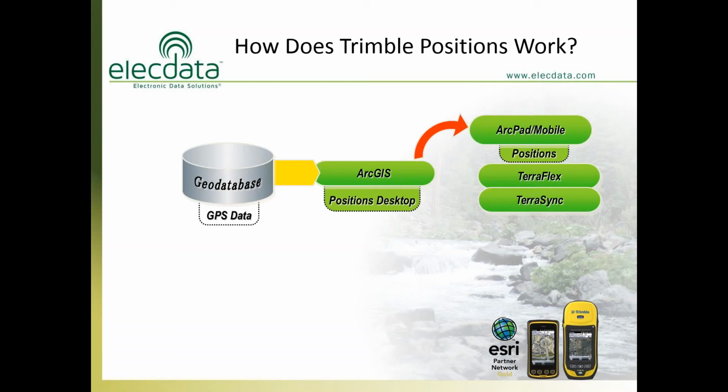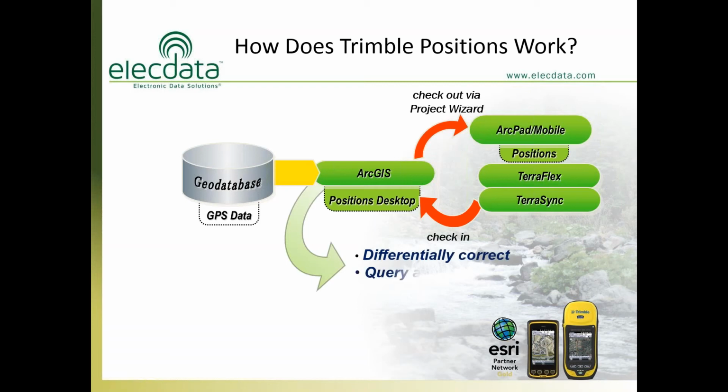Once the data is collected, it can be brought directly back into your GIS. You check it in to your geodatabase, and once checked in, you can then apply the very important differential corrections, which removes about 99% of the error in your GPS data. You can query and analyze the data, and then you can also validate position accuracy. The cool thing about this is it allows you to use GNSS statistics to actually make editing decisions in the ArcMap environment.